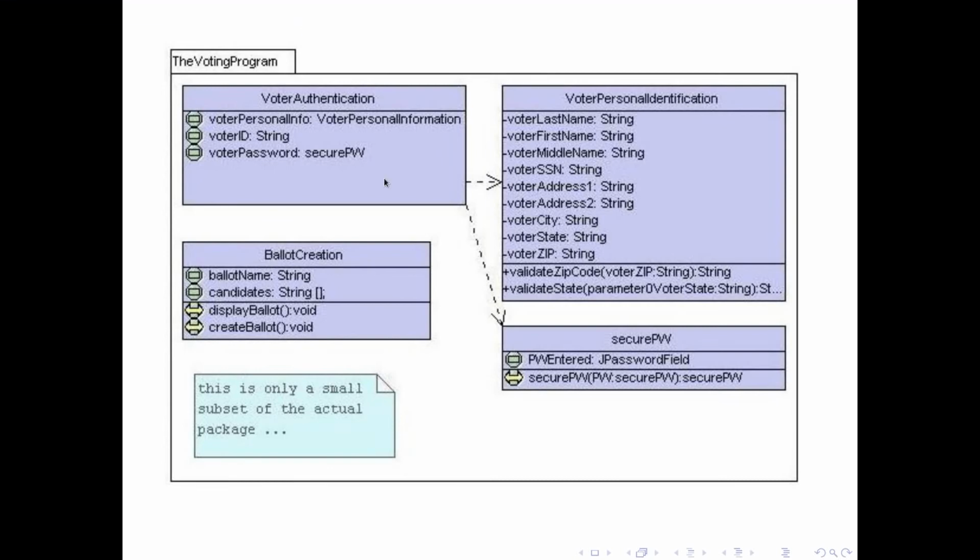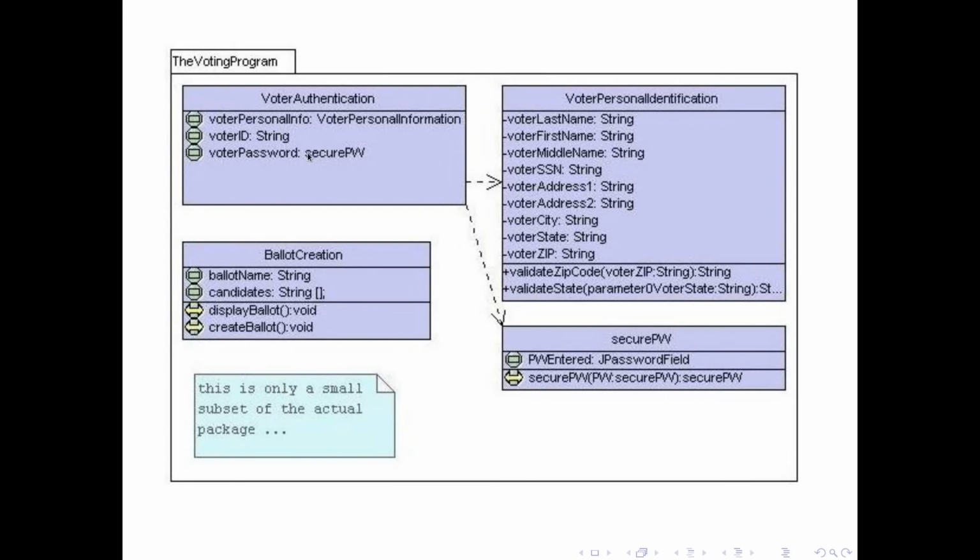These examples show a few classes in here. It's a voting system. It's called the voting program. So this outside line with the tab in here tells us that this is a package, and this package includes 4 classes, and there's a little note saying that this is a subset of the actual package. These classes don't have direct relationships, only these dotted lines showing some temporary relationships.